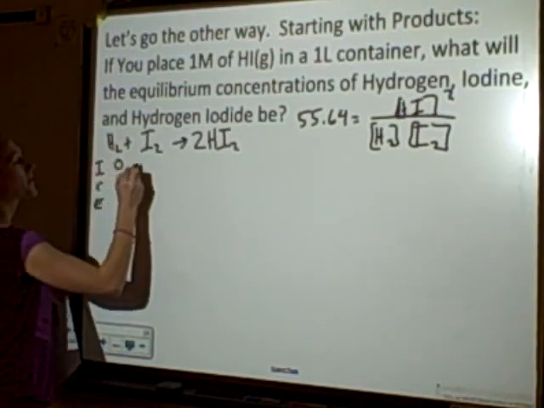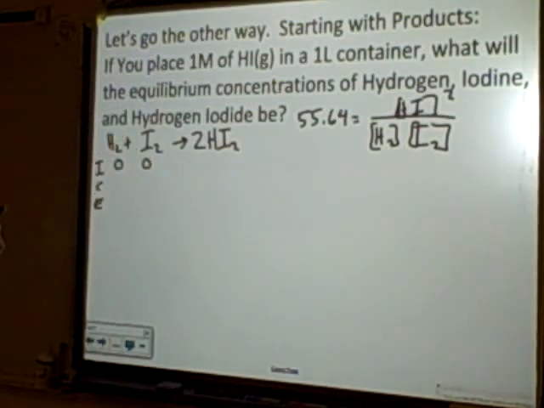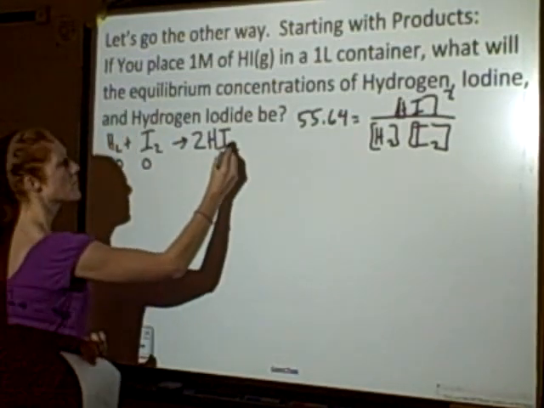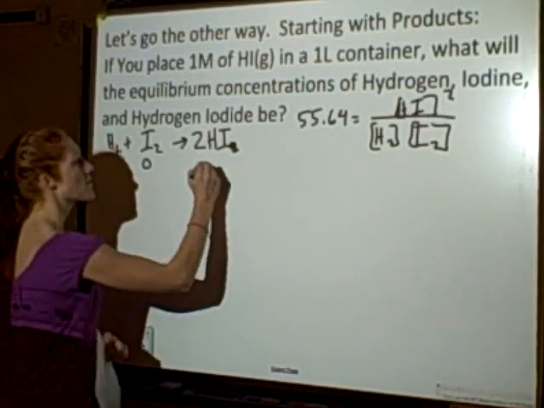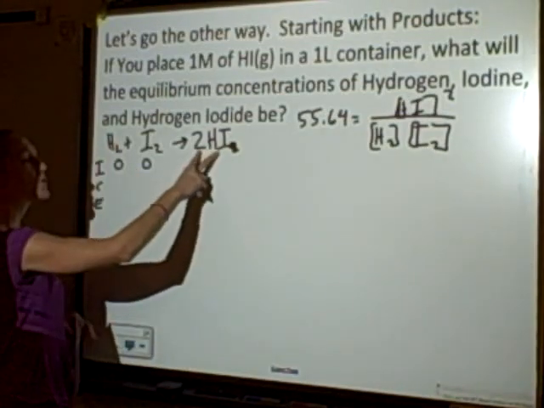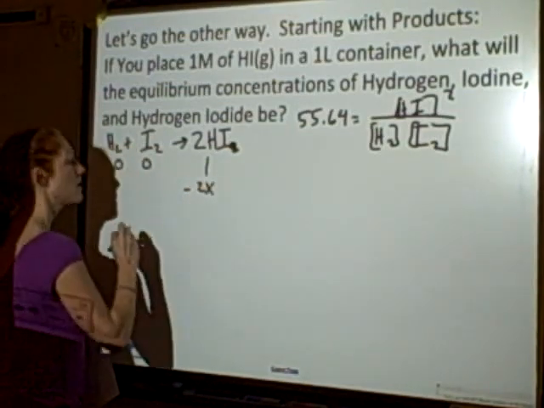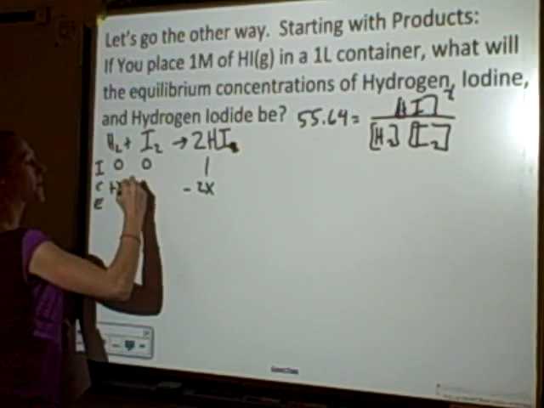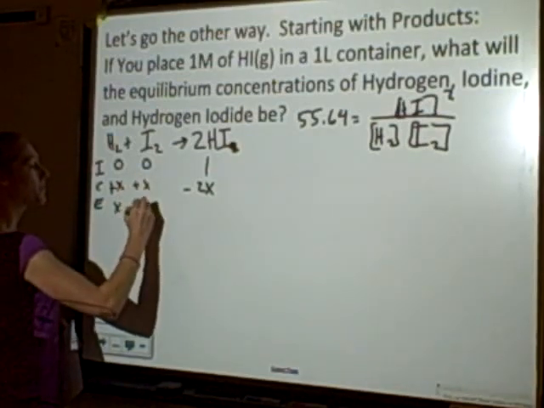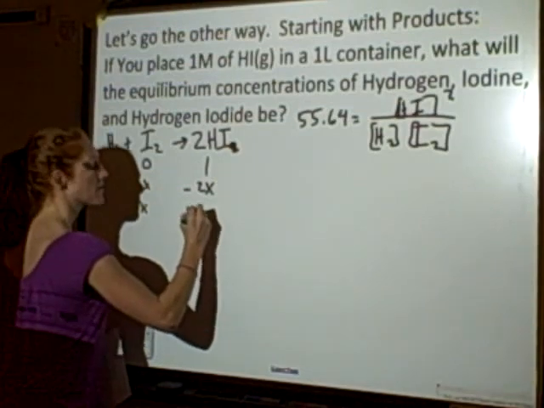I don't have any reactants initially for this one, because I just have 1 molar HI. Okay, so that's going to be 1 molarity here. So now my change is going to be, I'll lose 2 of these for every one of these that I make, so minus 2x, plus x, and plus x. So at equilibrium, I have 0 plus x, and 1 minus 2x.